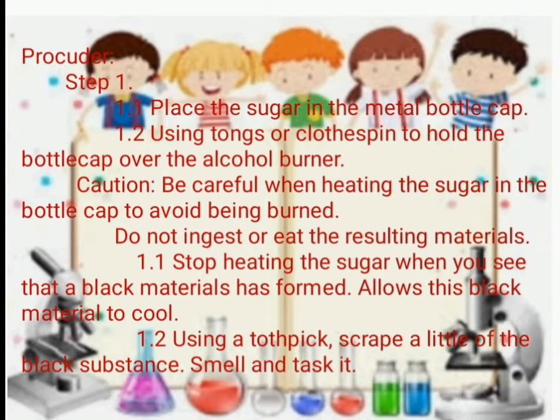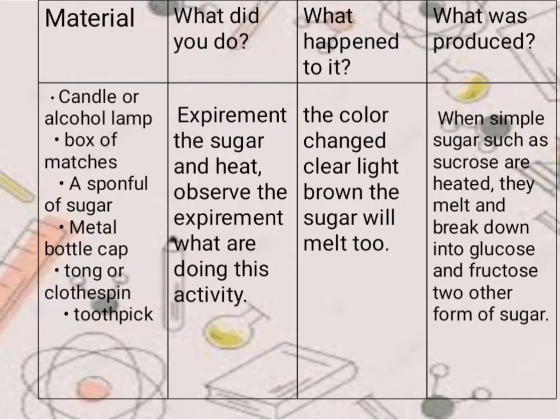There are 4 columns. Materials: candle or alcohol lamp, box of matches, a spoonful of sugar, metal bottle cap, tongs or clothespin, toothpick. What did you do? Experiment: the sugar and heat. Observe the experiment.